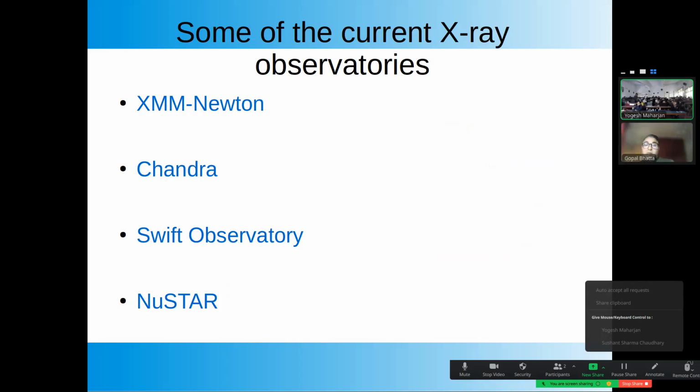Some of the current X-ray observatories which are widely used are XMM-Newton, Chandra, the Swift Observatory, and NuSTAR. My colleagues, including in Nepal, and I have also used some of these observatories for our own research in AGNs, active galactic nuclei, which I will tell you more about later. So let me go over these instruments briefly.